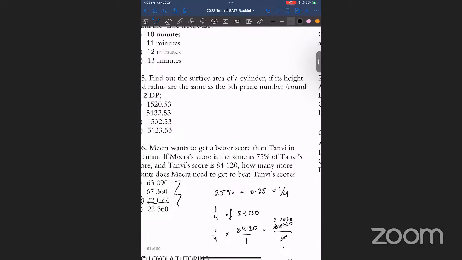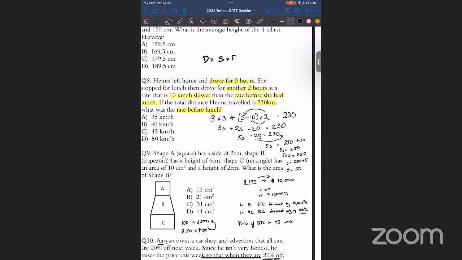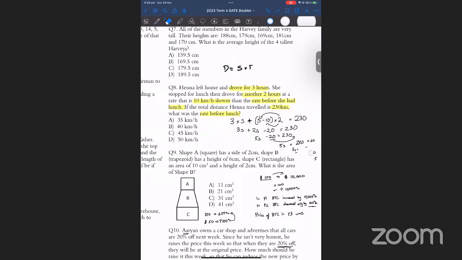Next question, let's see in the chat. We have question number 8. Let's take a look. Okay, this is a fun question. I like this question.